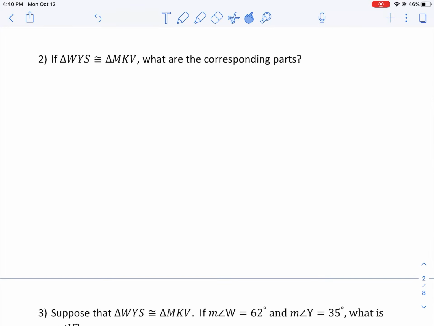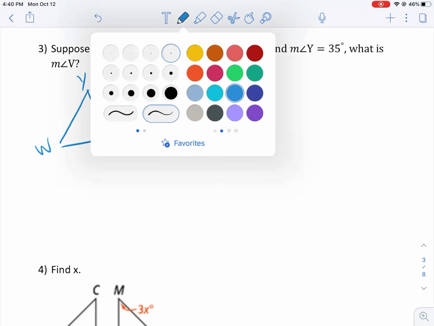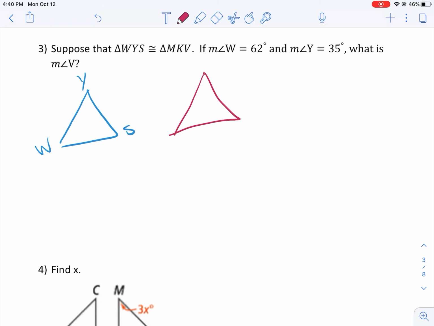Okay, I'm going to let you do number 2. It's the same idea. We're going to have 3 pairs of sides and 3 angles. All right, so this is telling us that triangle WYS is congruent to triangle MKV. So I'm going to write the letters in the same order, WYS and then MKV, so that we can see that visually they will match up with the corresponding sides. We're being told that angle W is 62 degrees and angle Y is 35 degrees.